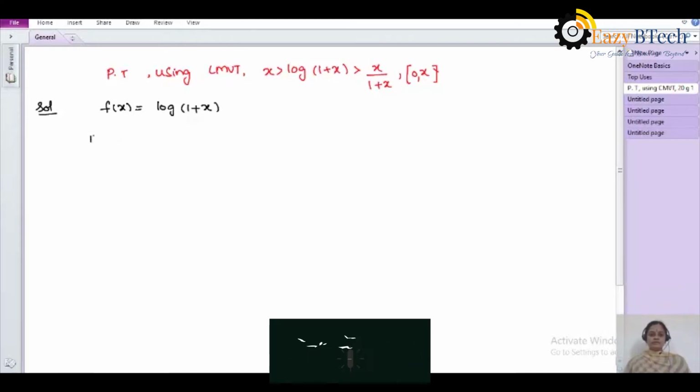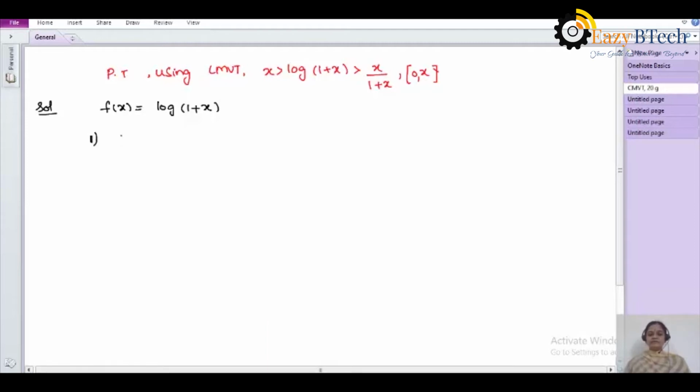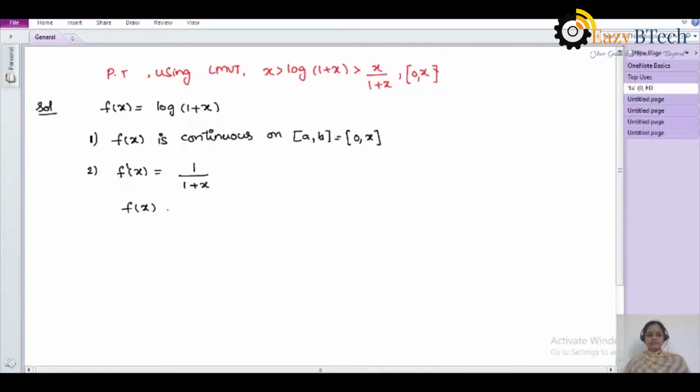As usual, you know very well, the first condition is verifying continuity. It is a logarithmic function, so f of x is continuous on a comma b, where a comma b is given as 0 comma x. Then, second, finding the differentiation of the given function, we get 1 by 1 plus x. That means f of x is derivable on the open interval 0 comma x.